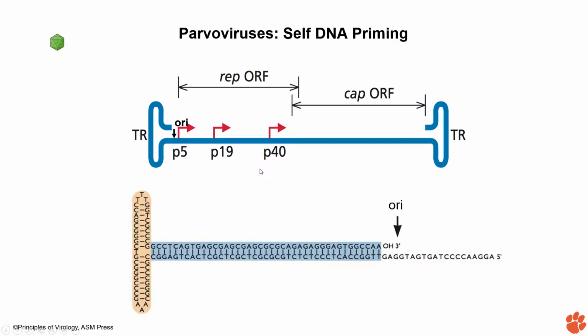The parvovirus DNA has this replication ORF. Replication proteins are made, these are the replication proteins P5, P19, and P40, with transcription sites. Then this makes the capsid protein, just one capsid protein. It's just T equals 1, so you have 60 copies of the capsid protein. Here you have the terminal repeats, and these terminal repeats make this T-shaped structure. And here you have the origin with a 3' open end.